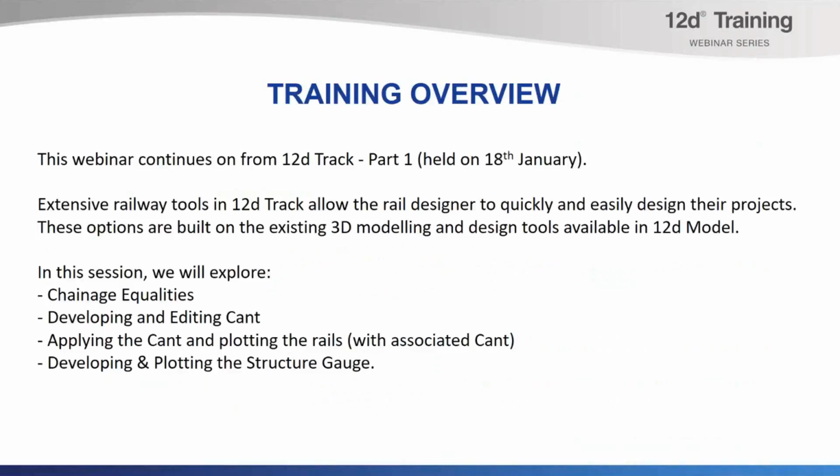This webinar continues on from 12D Track Part 1, which was held in January. Extensive railway tools in 12D Track allow the rail designer to quickly and easily design their projects. These options are built onto the existing 3D modeling and design tools available in 12D Model. In this session, we'll explore Chainage Equalities, developing and editing Cant, applying the Cant and plotting the rails with associated Cant, and developing and plotting the structure gauge.